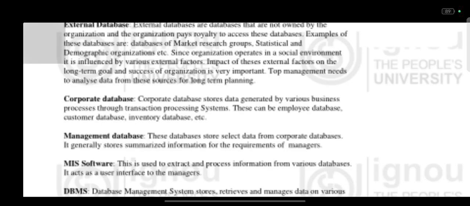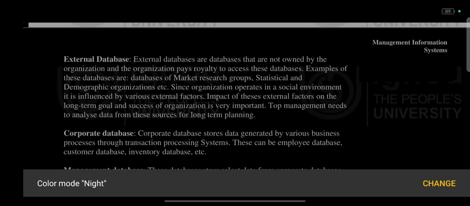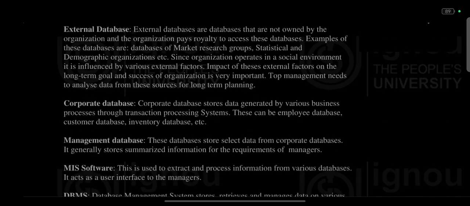So here you can see the external database. External databases are databases that are not owned by the organization, and the organization pays royalty to access these databases. Examples are databases of market research groups, statistical and demographic organizations, etc. Since the organization operates in a social environment, it is influenced by various external factors. Impact of these external factors on the long-term goal and success of the organization is very important. Top management needs to analyze data from these sources for long-term planning.